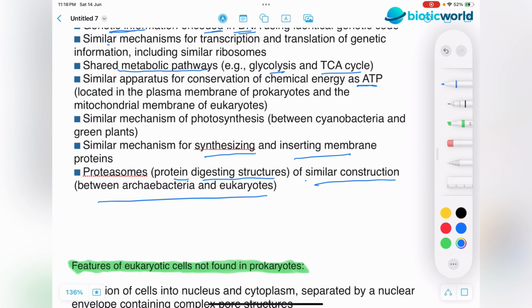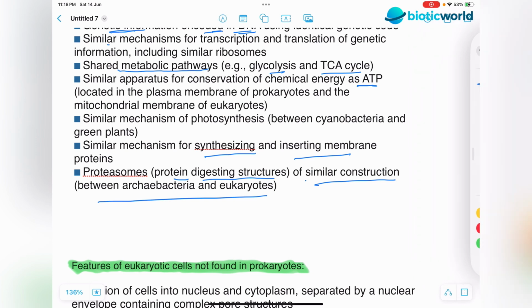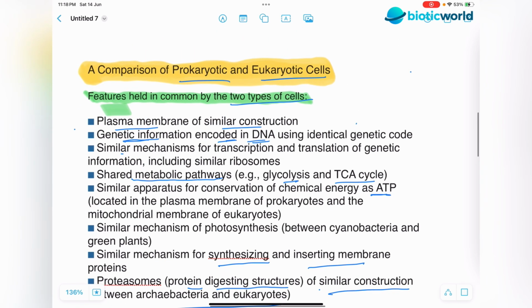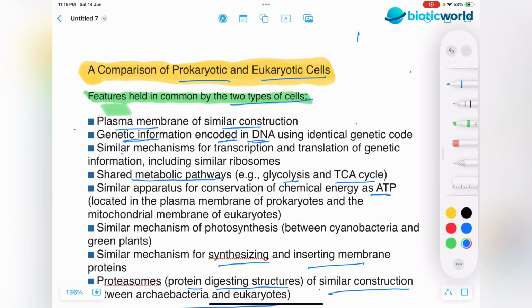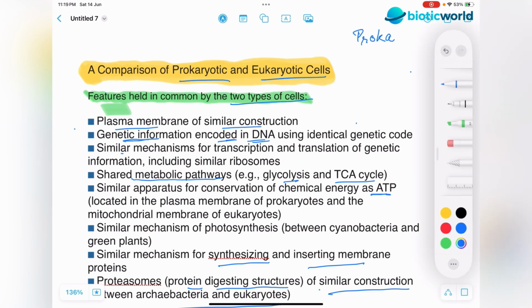So, why do these similarities take place? Because the prokaryotes gave rise to the eukaryotes. First, the prokaryotic organisms came into the world, which gave rise to eukaryotes. There were some additions in their properties, in their cell structure, that gave rise to the eukaryotic cell, right? So the relationship here is explained by the endosymbiotic theory.